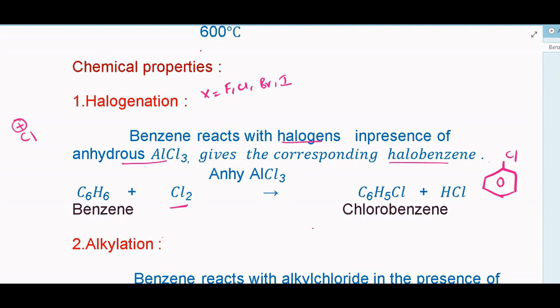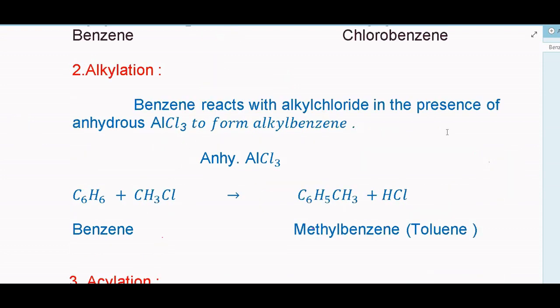Coming to the second reaction. In the alkylation reaction, benzene reacts with alkyl chloride in presence of anhydrous AlCl3 to form alkyl benzene. Benzene reacts with alkyl chloride, that means RX or RCl. R means alkyl group. It may be a methyl group or ethyl group or any alkyl group we can take here.